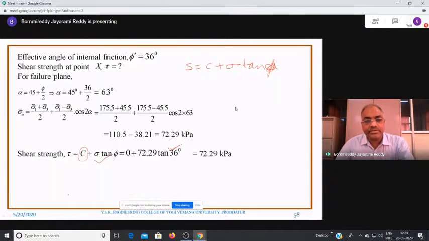And in the next step, find out the normal stress. What is the normal stress that is acting on it? Already you know this equation, you have seen it in strength of materials, principal stresses. Sigma normal equals (sigma 1 bar plus sigma 3 bar) by 2 plus (sigma 1 bar minus sigma 3 bar) by 2 into cos 2 alpha. Substitute the various values, you will get sigma normal, and substitute that sigma normal here, you will get the shear strength of the soil.